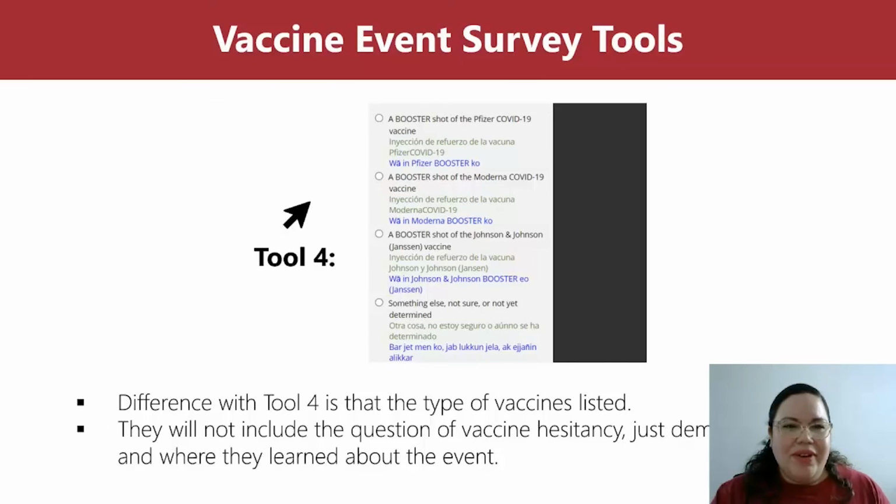Finally, just a general reminder that tools 3 and 4 look very similar, but they are different tools meant to be used at different times. Tool 3 is meant to be utilized for anybody who's in the primary series. They will list first or second doses for different manufacturers in tool 3, and boosters when it's boosters, which is on tool 4. The question on vaccine hesitancy is not included in tool 4, just the demographics, where they learned about the event, and who and what resources assisted them in getting vaccinated at this time.